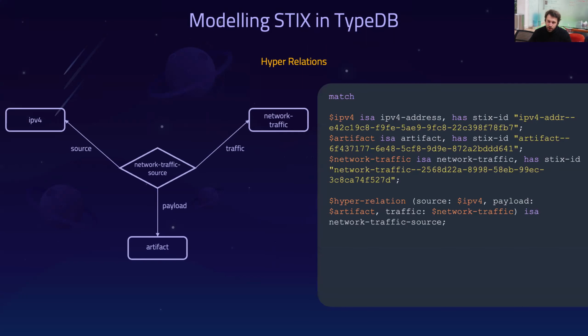And we can in a very simple way represent that in a TypeQL query by simply attaching these 3 variables here, the IPv4, the artifact, and the network traffic, in this one relation, where the IPv4 plays the role of source, the artifact plays the role of payload, and the network traffic plays the role of traffic. And I hope you can see how this is not limited to, let's say, two things that play a role in this one relation. We can have a number of things in that relation.